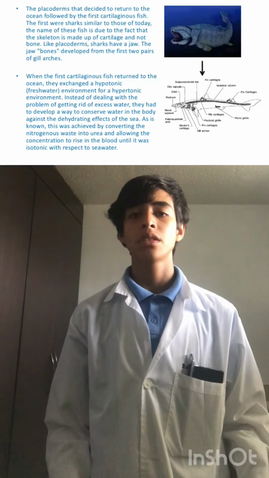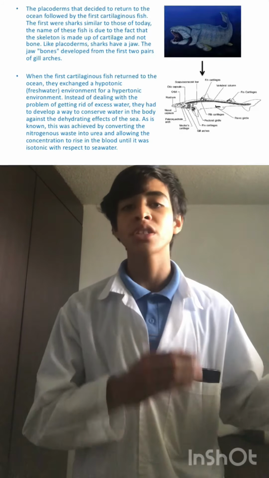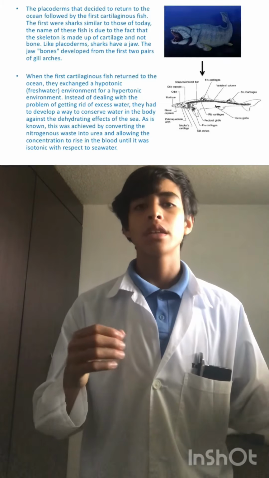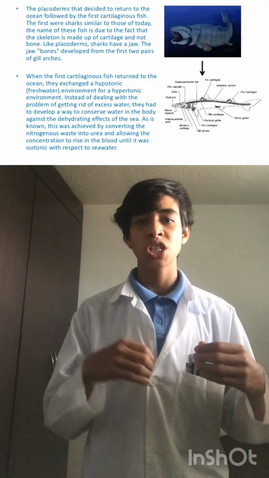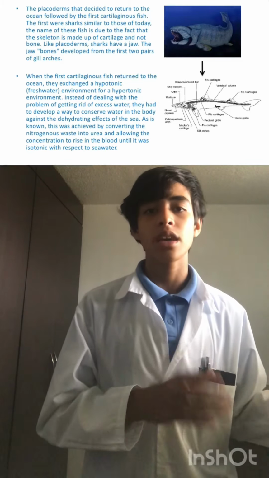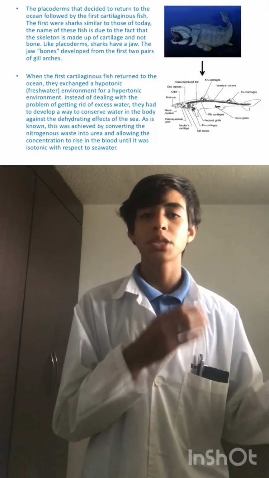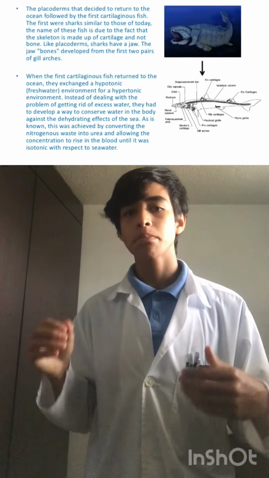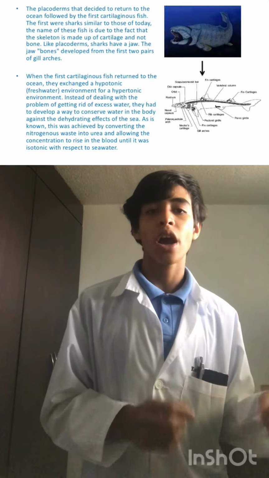The placoderms that returned to the ocean became the first cartilaginous fish. The first were sharks, similar to those of today. The name of this fish is due to the fact that the skeleton is made of cartilage and not bone. Like placoderms, sharks have a jaw. The jaw bones developed from the first two pairs of gill arches.